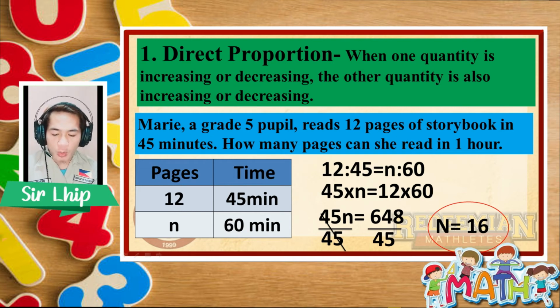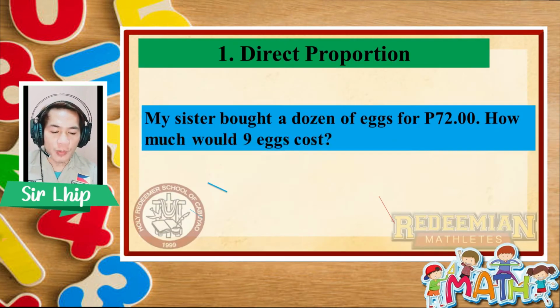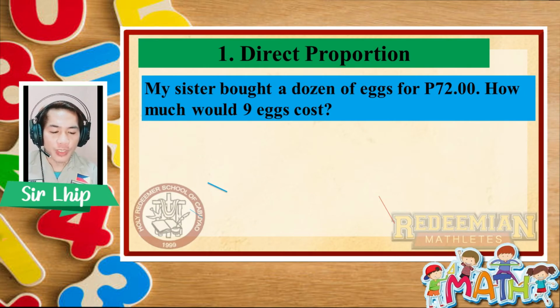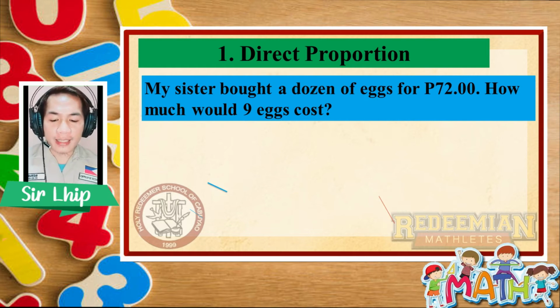As you can see, 12 is to 45 equals 16 is to 60, both are increasing. So it is a direct proportion. Another example: my sister bought a dozen eggs for 72 pesos. How much would 9 eggs cost?